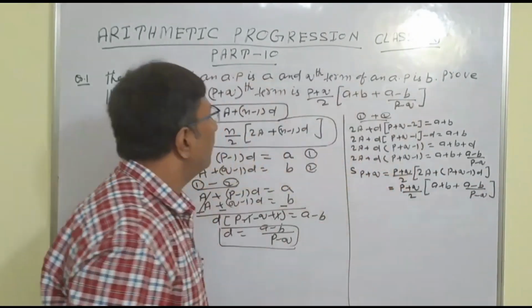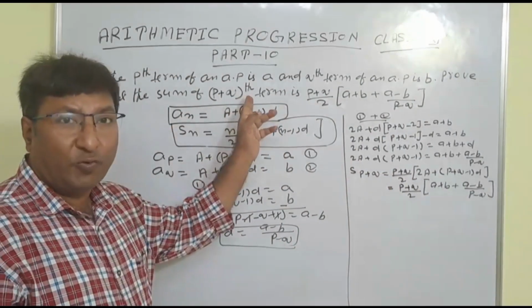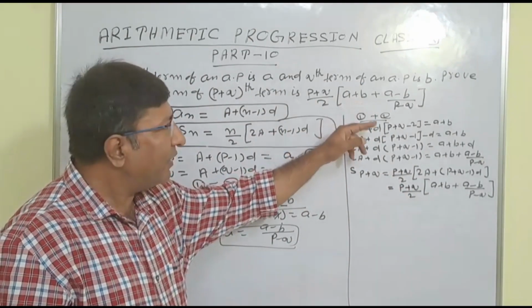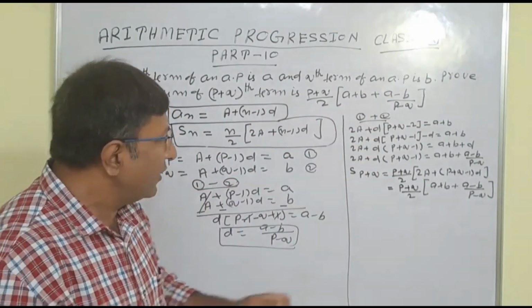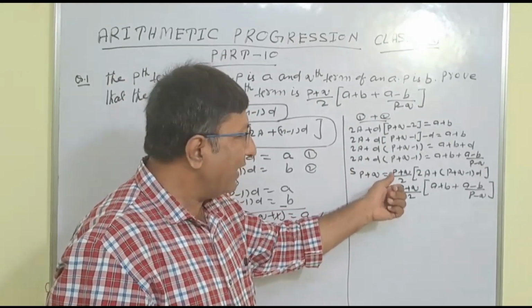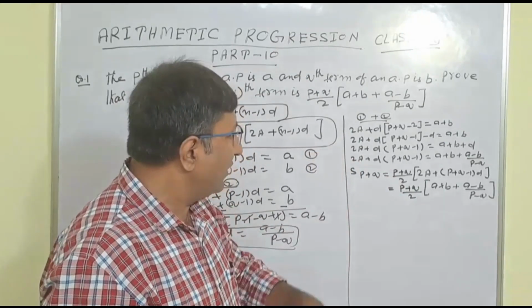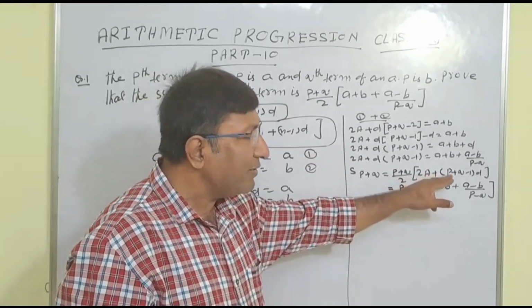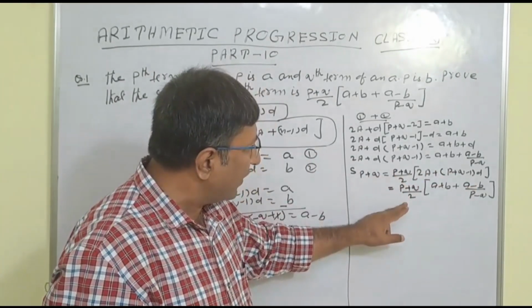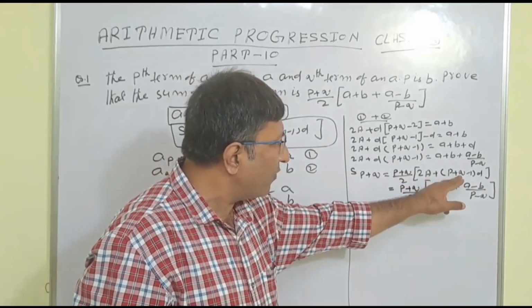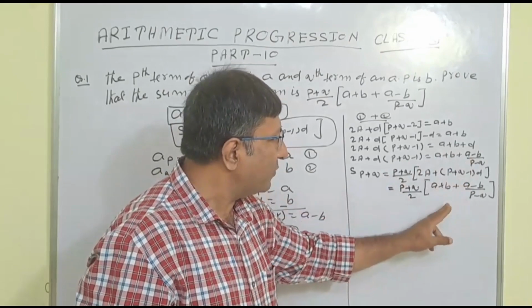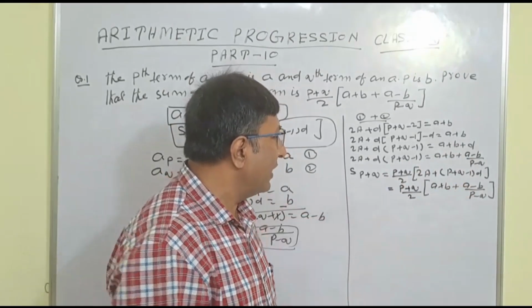This is proved. So we have to prove here the sum of (p plus q)th term is what? (p plus q) by 2 into [a plus b plus (a minus b) by (p minus q)]. So the sum of p plus q terms is what? n by 2, so (p plus q) by 2, and that is 2a, 2 into first term, plus (n minus 1), and n is p plus q, so (p plus q minus 1)d. So (p plus q) by 2 into [2a plus (p plus q minus 1) into d]. This value is what? a plus b plus (a minus b) by (p minus q). So this is our correct answer.